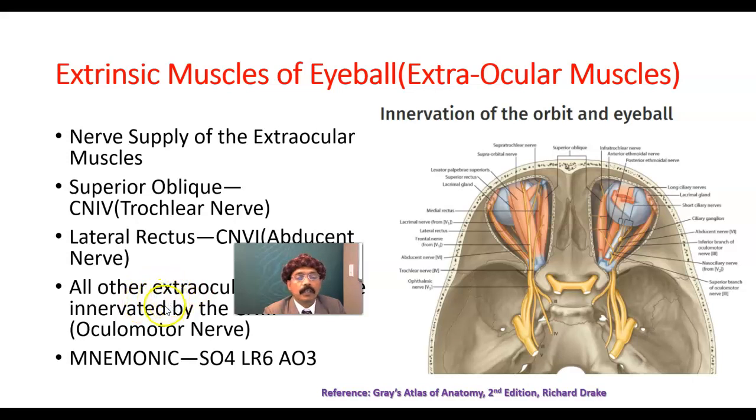So how can you remember the nerve supply of the eyeball? We have a mnemonic: SO4, LR6, AO3. SO4 stands for superior oblique by the fourth cranial nerve, LR6 lateral rectus by the sixth cranial nerve, AO3 all others are innervated by the oculomotor nerve, the third cranial nerve. Okay, we got the nerve supply of the extrinsic muscles of the eyeball.